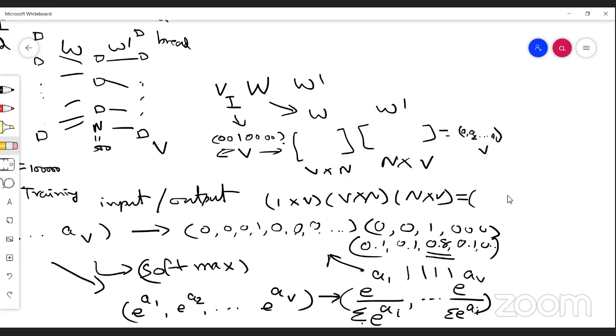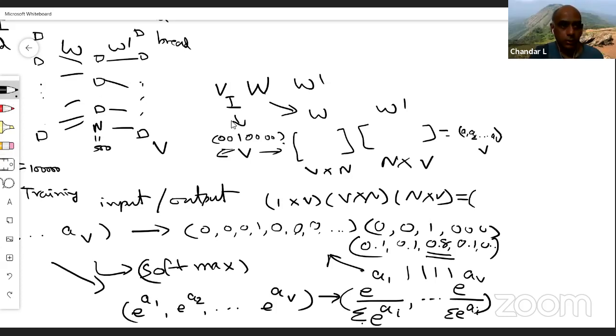So let me go back here. Whenever we have matrix multiplication, the way it works is the 1 cross V into V cross N becomes a 1 cross N matrix, and the 1 cross N matrix multiplied by N cross V becomes a 1 cross V. So this was a 1 cross V matrix, a row vector, multiplied by a matrix which is V cross N.